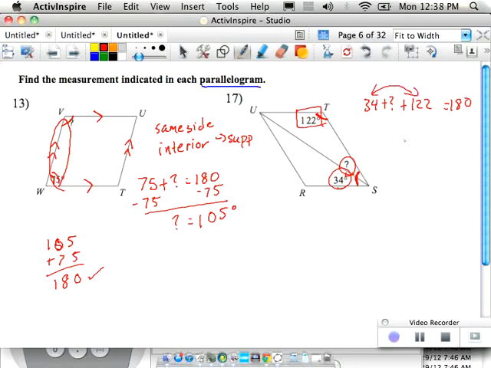Well, let's do some simplifying here. 34 and 122, when we add those two together, that would give us 156. So 156 plus the question mark equals 180. If I subtract 156 from both sides, that'll give me the question mark is equal to 24.